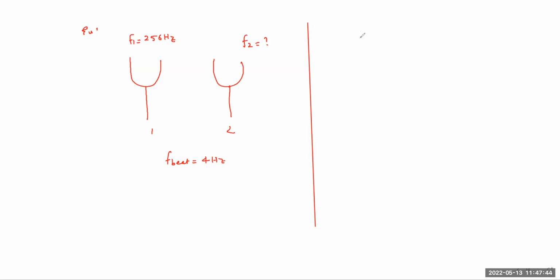Because the difference of frequency is 4 hertz, F2 may be either 260 hertz or 252. So we need to understand what the actual frequency is. We now have two options, and we have to eliminate one. So we wax or file any one of them. Let's say we wax 1. If you wax 1, the frequency of the first tuning fork will decrease or increase?